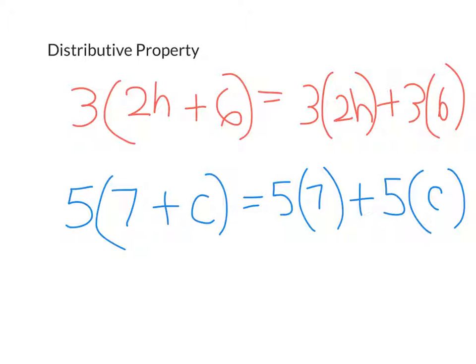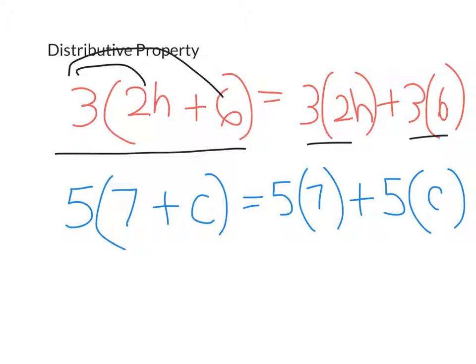So the last property is the one that's really the new one. Those other ones probably made sense, the associative and commutative property. But this one here is called the distributive property, and this is a biggie. This is a way of distributing. When you have something like 3 times the quantity 2h plus 6, it means I'm going to distribute this multiplication problem and then this multiplication problem into two new problems.